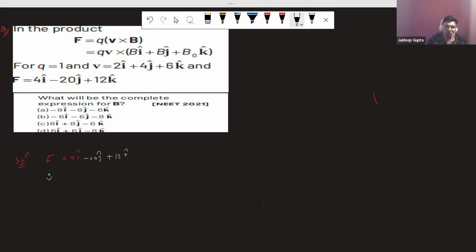Force is given, 4i cap plus... What is velocity? 2i cap, 4j cap, plus 6k cap, and charge is 1. Now this is one coulomb. Force equals q times v cross B. This is the formula. Now q is one, and we have to find out the cross product.